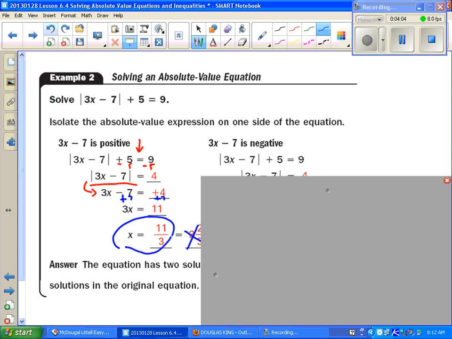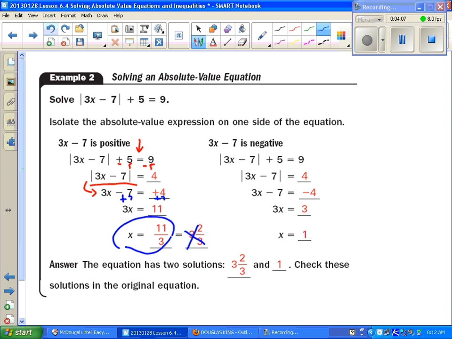The other one is when it's going to be a negative number. Still, notice this first step is the same on both of them. Before you actually make anything positive or anything negative, that first step is the same. You want to get the absolute value by itself. So get rid of plus 5 on both sides by subtracting it. When you do that, 9 minus 5, you get 4. You get the absolute value of 3x minus 7 is equal to 4.